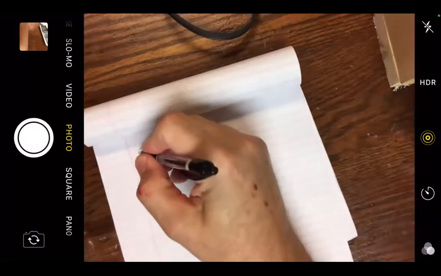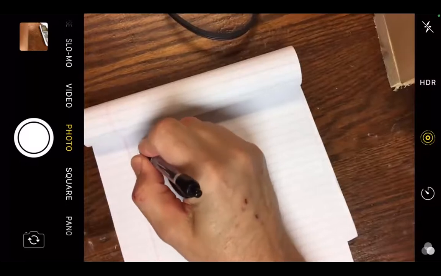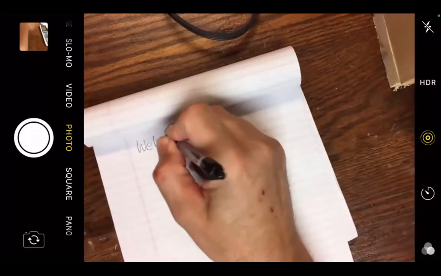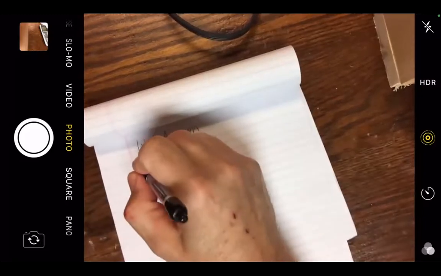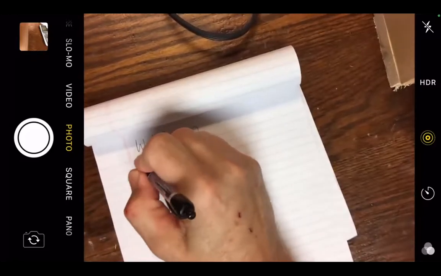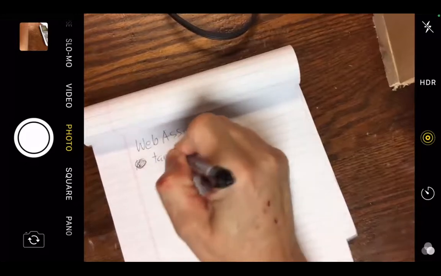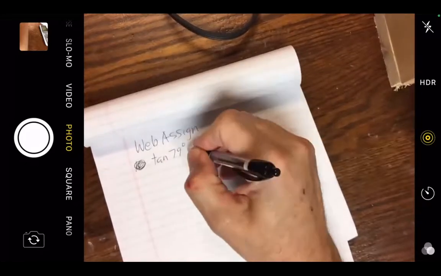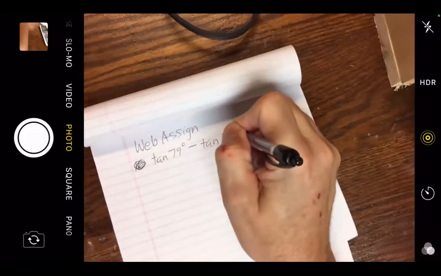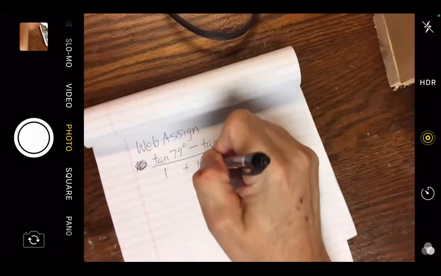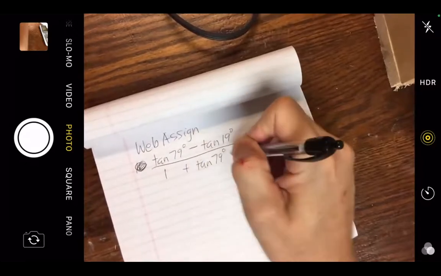It says use an addition or subtraction formula to write the expression as a trigonometric function. Is this off of WebAssign? Yeah, this is the personal plan study one. And this one says tangent of 79 degrees minus tangent of 19 degrees, and that's all going to be over 1 plus tangent of 79 degrees times tangent of 19 degrees.